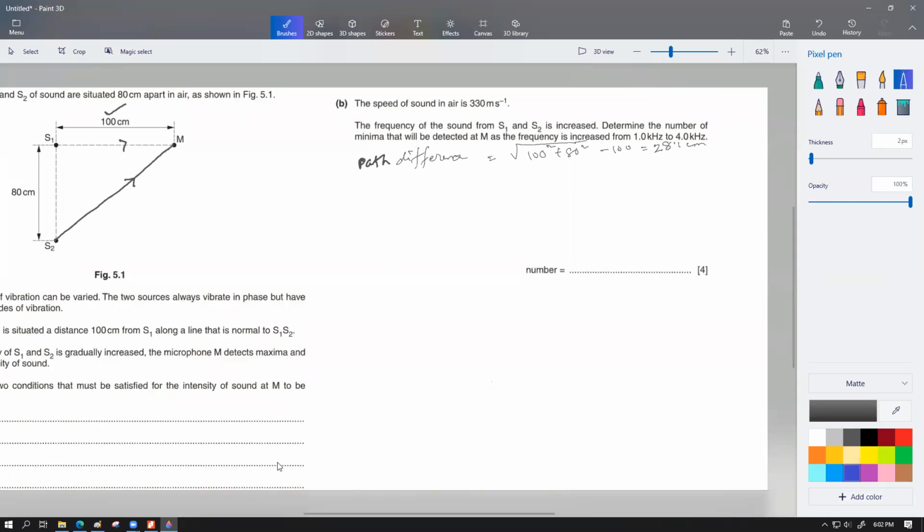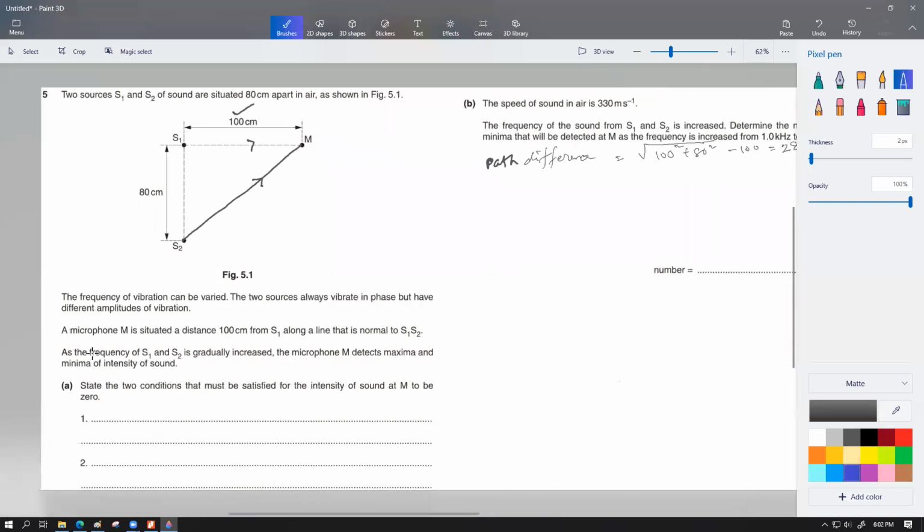First of all, what I need you to understand, as per the question, have a look at this sentence. As the frequency of S1 and S2 is gradually increased, the microphone M detects maxima and minima of intensity of sound, which means we're going to keep the sources in their original position. We're not going to move them. We're going to keep holding the microphone exactly at this position as well. We're not going to move it.